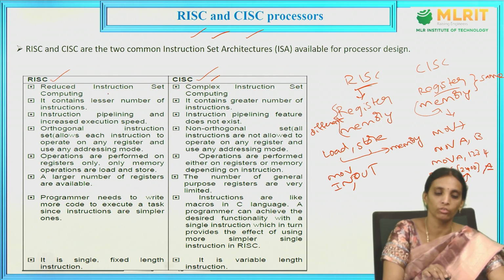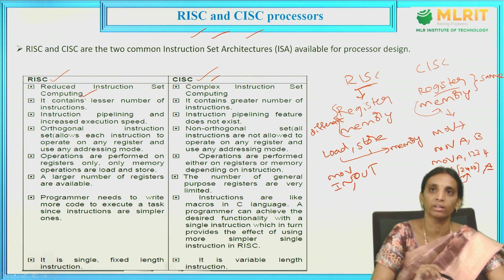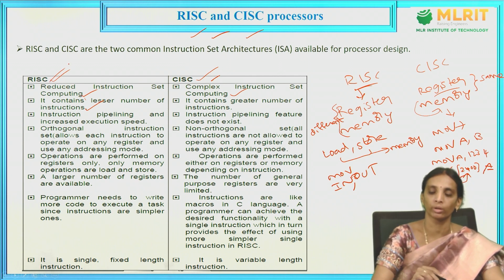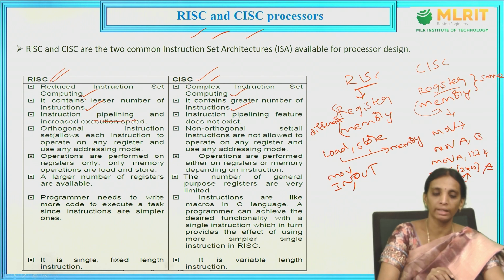In reduced instruction set computing, we have the reduced instruction set in this architecture. In the other architecture, we have the complex instruction set. Here it contains a lesser number of instructions, which is why it is called a reduced instruction set computer. Here we have more instructions. Instruction pipelining is used in the RISC processor, and hence the execution speed is increased.